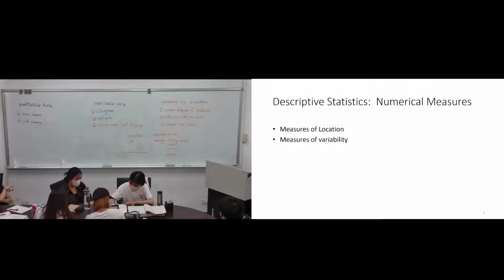So for measures of location, we can use average. And the other measure is variability. How do we find the variability?